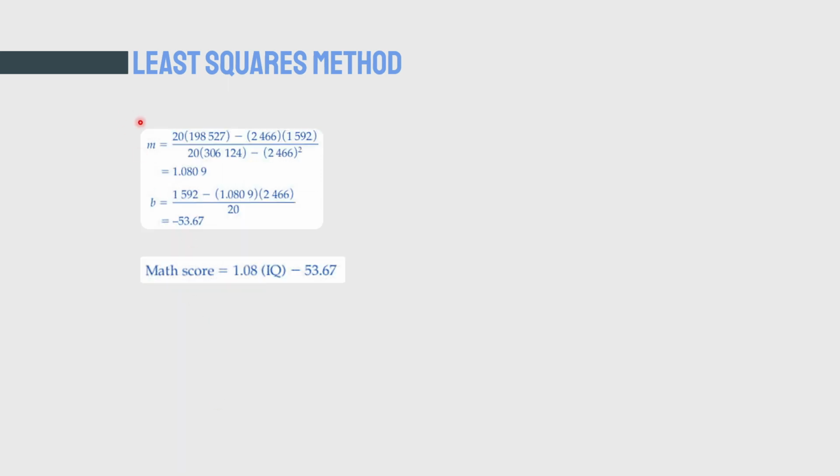Now in this case, our m after doing the calculation would equal 1.0809, and b would be minus 53.67. Now I would say y star, which is the math score, would equal, remember y is the math and x is the IQ, math score would equal 1.08, which is m multiplied by x, which is IQ, minus 53.67, and that would be the equation for your line or fitting line or linear regression, whatever you call it.